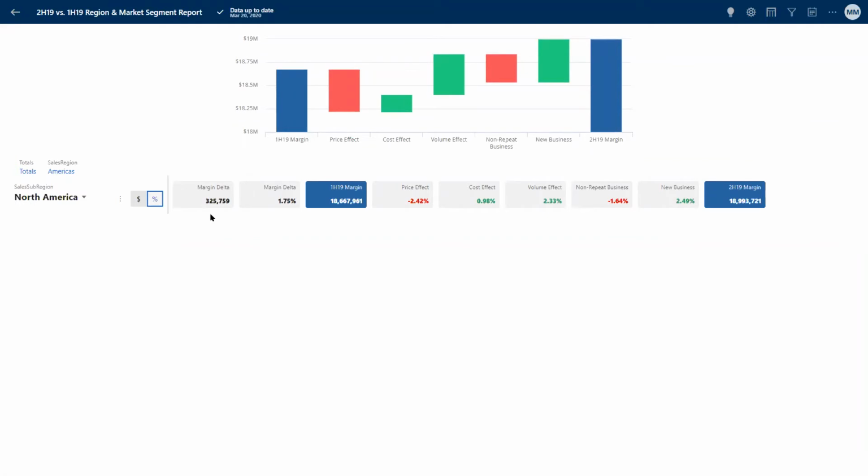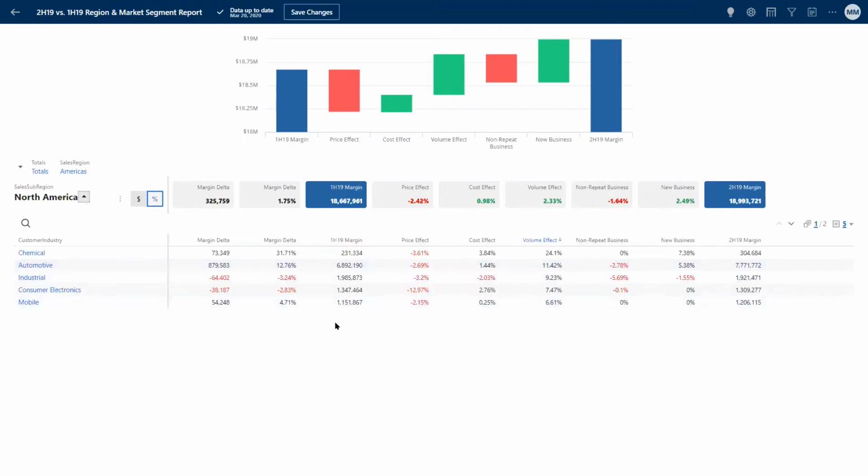When looking at the different change effects and their contribution to the change in margin, you can see that our strategy to reduce our prices on top of passing through the cost decline did generate a positive volume effect and helped to capture additional margins from new business.